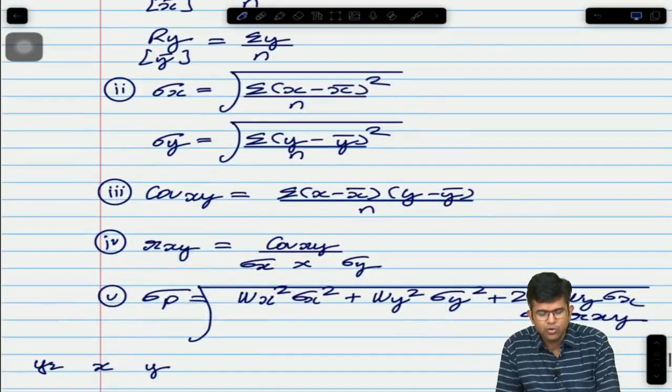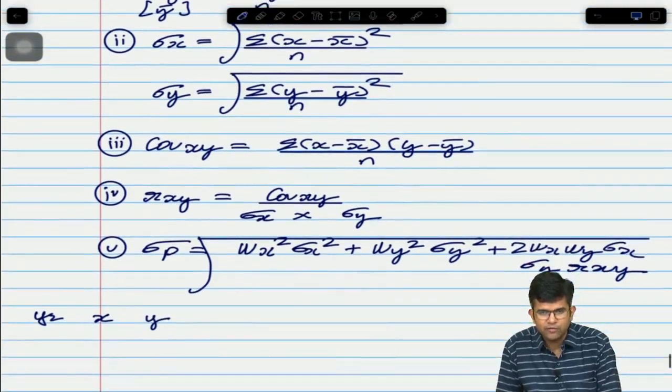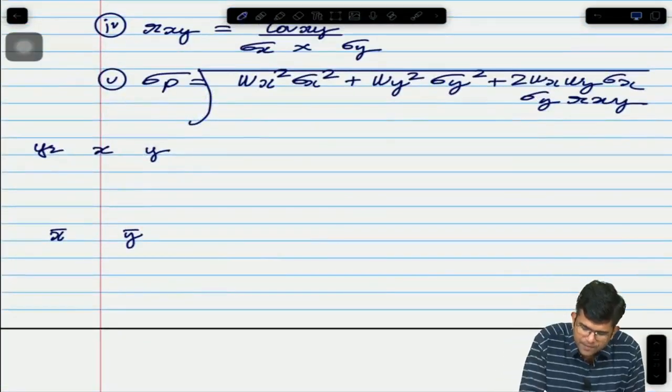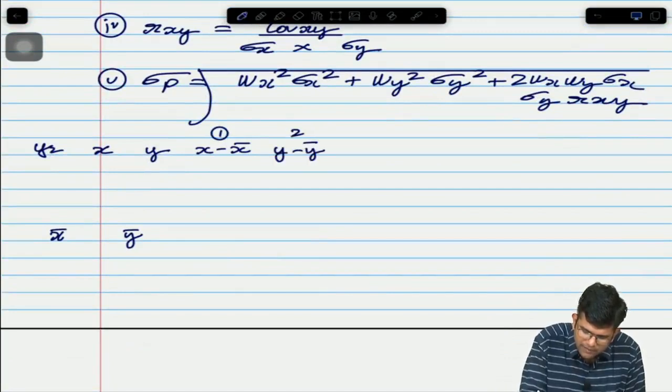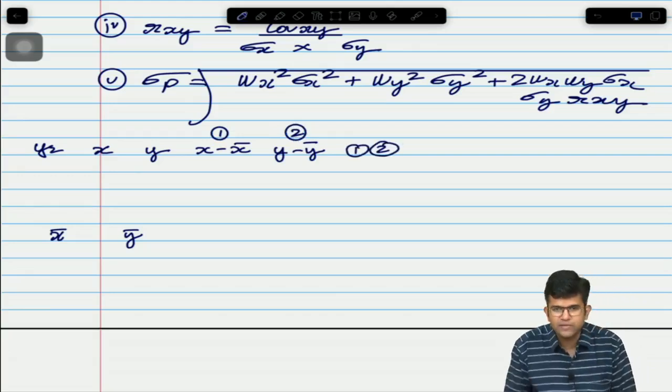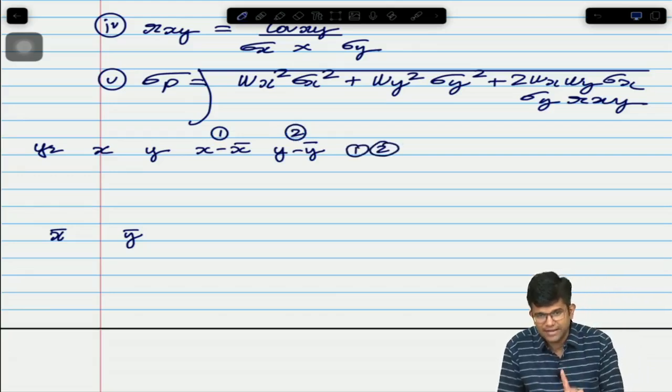For point 2, oh yes, I'll require x minus x bar the whole square, y minus y bar the whole square. But first I will check, I need also point 3. Now point 3, can I say is x minus x bar into y minus y bar? So you can see point 3 covariance. So I will do x minus x bar, give it 1, y minus y bar, give it 2. I will do 1 into 2. Students, 1 into 2 I am doing for covariance.